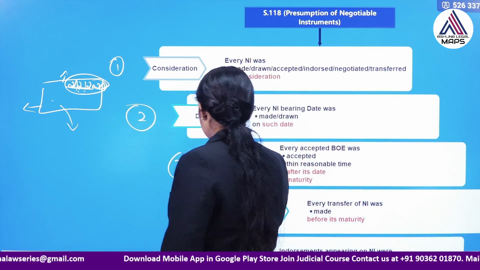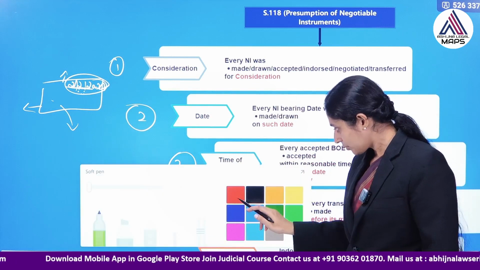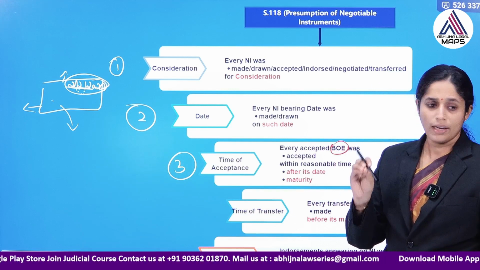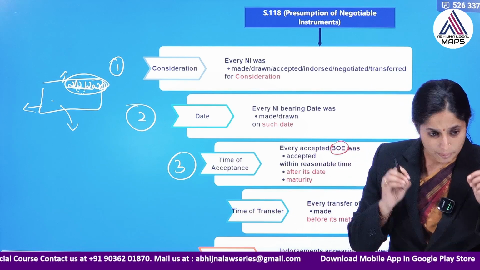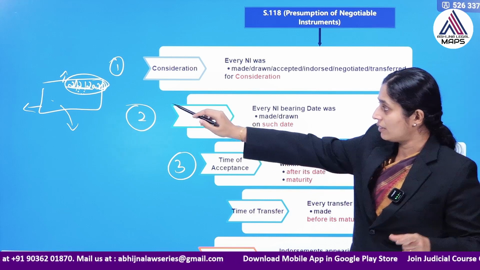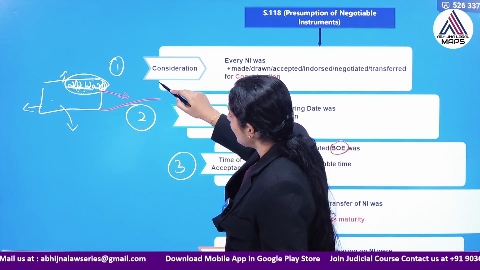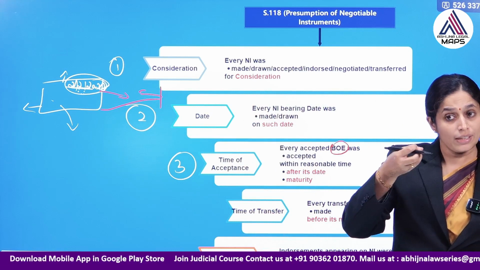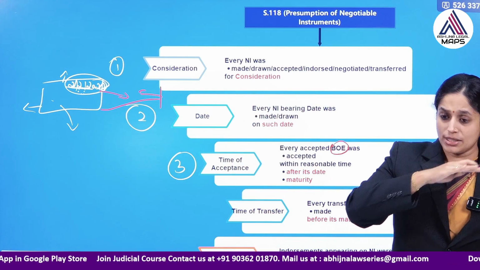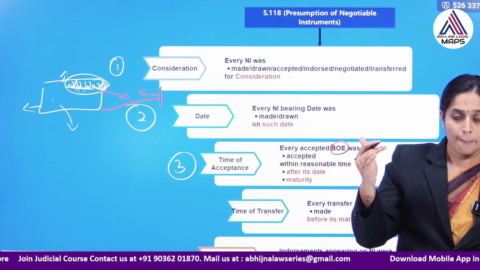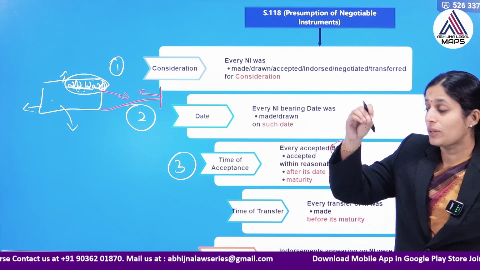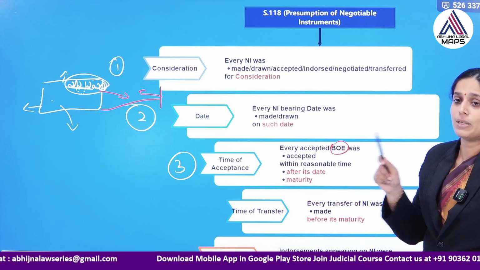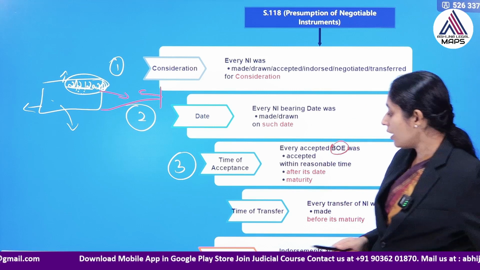And the third presumption is applicable only in case of a bill of exchange. So, what does it say? Every bill of exchange needs to be accepted. The date of acceptance is presumed to be after its date, but before its maturity. See, a bill of exchange is drawn first of all. That is the first step. Later, it has to be accepted by someone else. With respect to that second stage of acceptance, here is the presumption: the bill of exchange was accepted after the date and before its maturity. Okay? This is the third presumption.